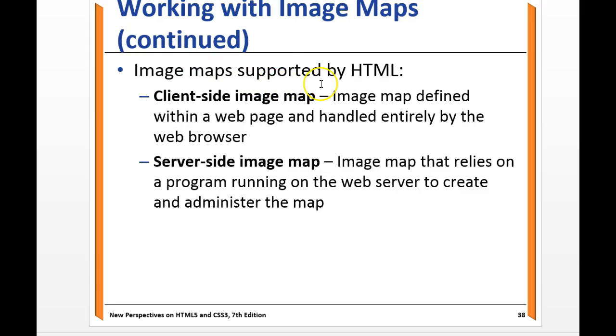Image maps are supported by HTML on the client-side image map and also on the server-side image map. In the client-side image map, it is defined within the web page and handled entirely by the web browser. While the server-side image map relies on a program running on the web server to create and administer the map. Normally, client-side maps are easier to create and they don't rely on a connection to the server in order to run.